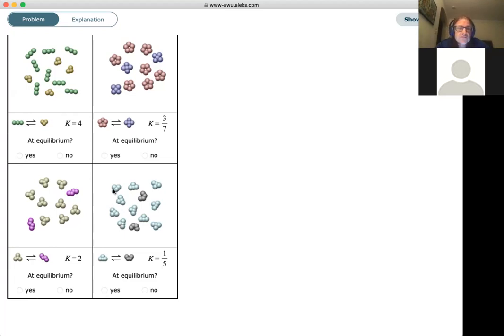So 1, 2, 3, 4, 5, 6, 7, 8, 9, 10. Yep, that one's at equilibrium. Okay, so that's just a little diagram, a little schematic to kind of show you that idea. It's kind of fun.